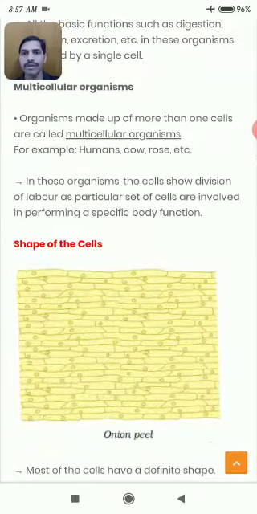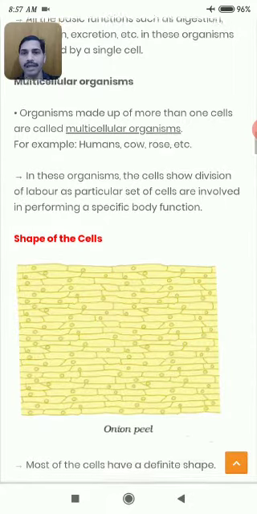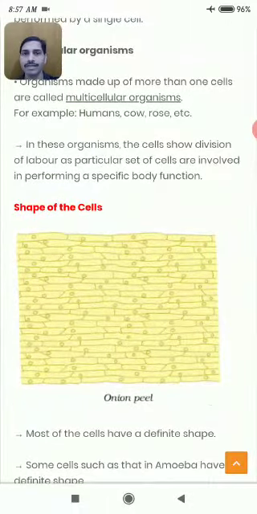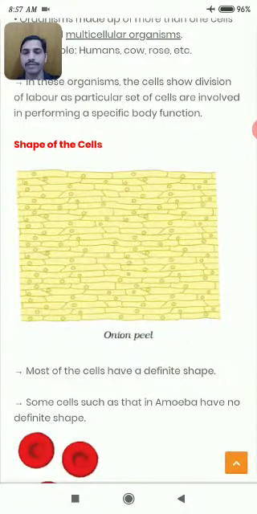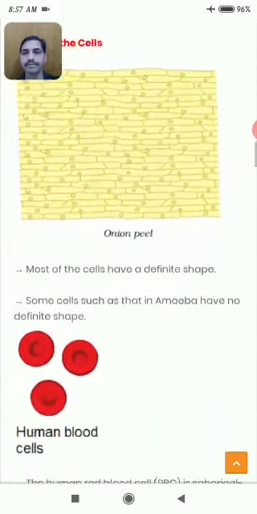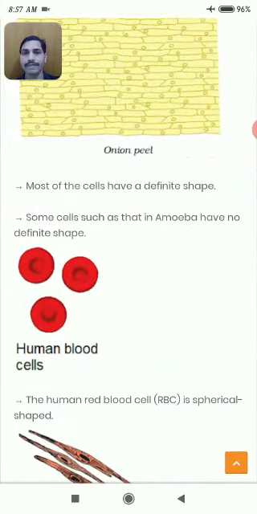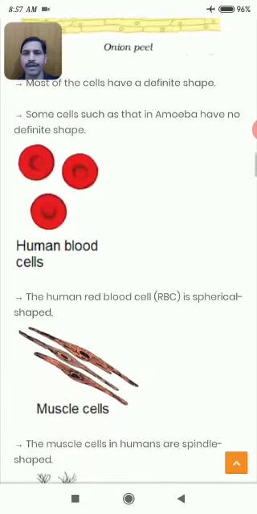Well, in multicellular organisms, the cells show division of labor, as a particular set of cells are involved in performing specific body functions. Below you can see the shape of cells that has been extracted from the onion peel. Most of the cells have a definite shape. Some cells, such as that in amoeba, have no definite shape. You can see the circular shape of human blood cell, red in color.